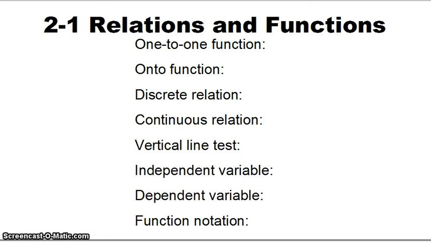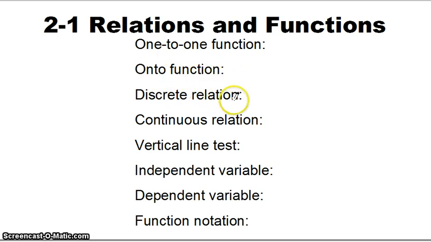Okay, so this is chapter 2, the very first section. This is stuff that we did on Friday, doing vertical line tests and the relation representations. One-to-one functions and onto functions we will discuss in detail, what those definitions are.